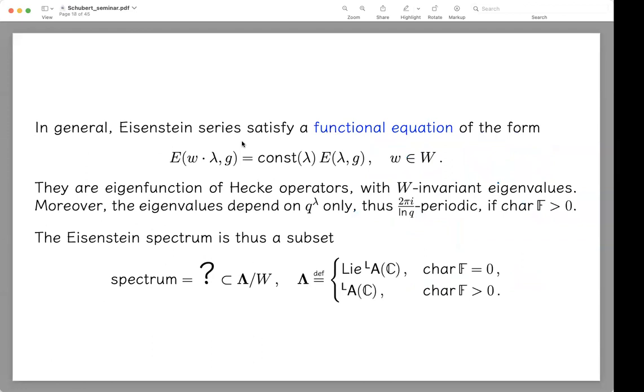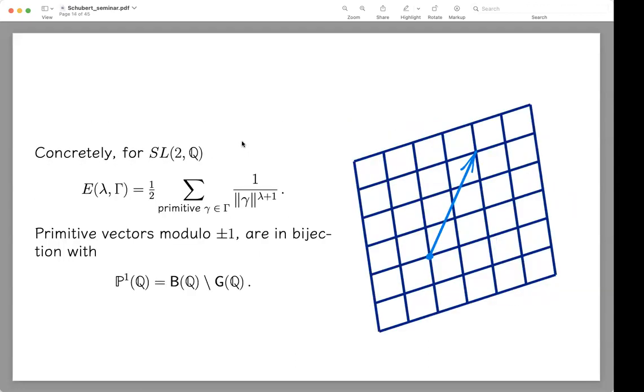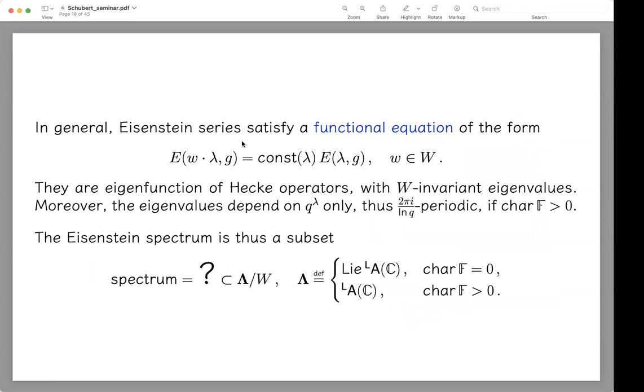Furthermore, Langlands proves a general fact about Eisenstein series as defined. All the series I consider have some region of convergence. This was convergent for the real part of lambda sufficiently large. And Langlands proves that there is an analytic continuation and functional equation that this thing satisfies. So in general, the region of convergence is some kind of positive Weyl chamber, and then there is analytic continuation to other parts of the space of lambdas.